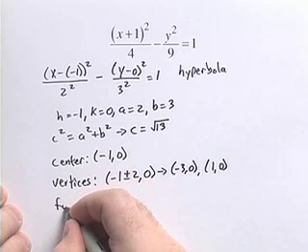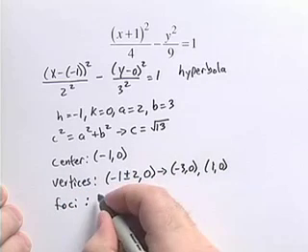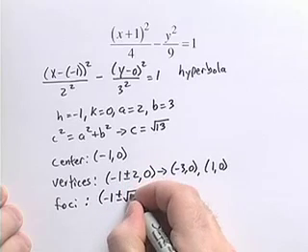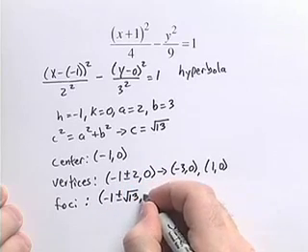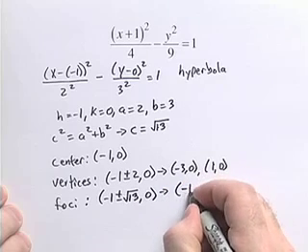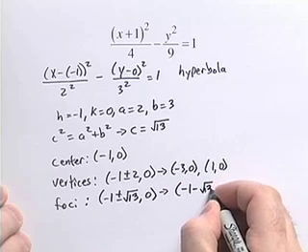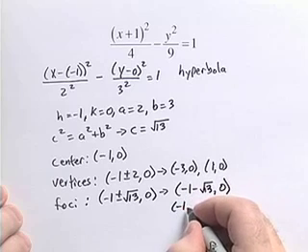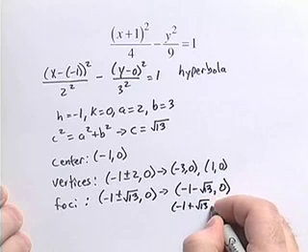The foci are going to be at −1 plus or minus the square root of 13, that's our c value, comma 0. And that will give us (−1 − √13, 0) and (−1 + √13, 0).